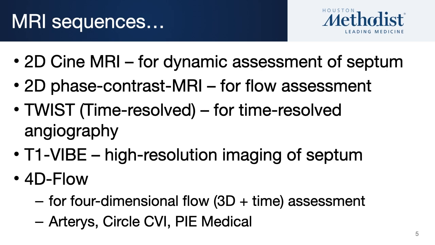MR is very powerful, but much more dependent upon the local expertise. The 2D cine MRI can be used for assessment of the septal motion, i.e. compliance. 2D phase contrast MRI can be used for flow assessment. Time-resolved MRA, or TWIST, lets us see what these flow patterns are, as I showed you, flowing from distal to proximal. T1 VIBE can give high resolution imaging to look basically at septal maturation.